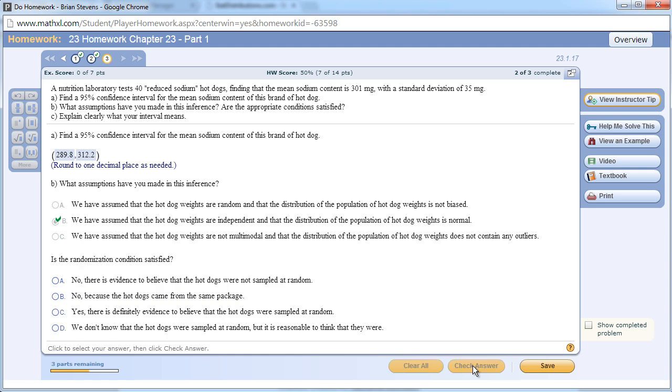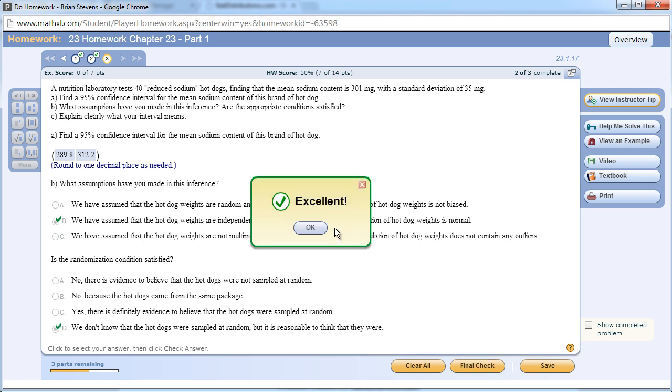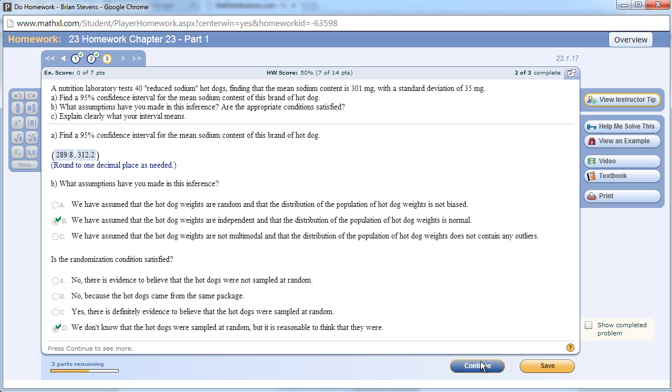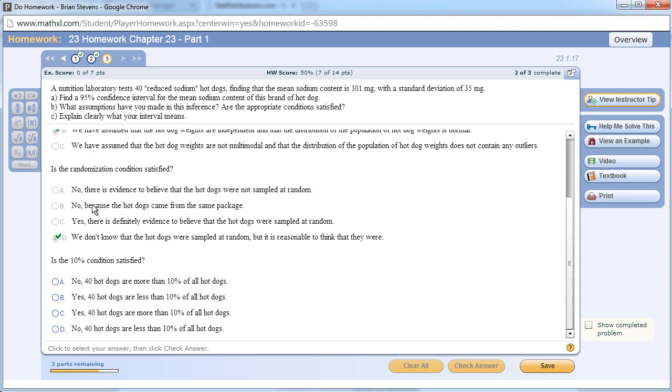But I don't like that question so much. Is the randomization condition satisfied? Up here it says a nutrition lab tested 40, so it doesn't really say. And I hate these questions. So we pretty much don't know. I would say it's reasonable to think it is. It seems like they ran some sort of test. Good deal. These questions are not great.